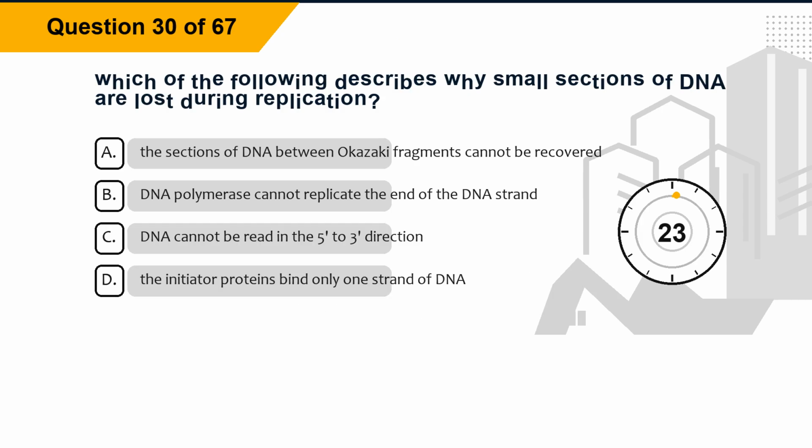Question 30. Which of the following describes why small sections of DNA are lost during replication? Option A. The sections of DNA between Okazaki fragments cannot be recovered. Option B. DNA polymerase cannot replicate the end of the DNA strand. Option C. DNA cannot be read in the 5' to 3' direction. Option D. The initiator proteins bind only one strand of DNA.